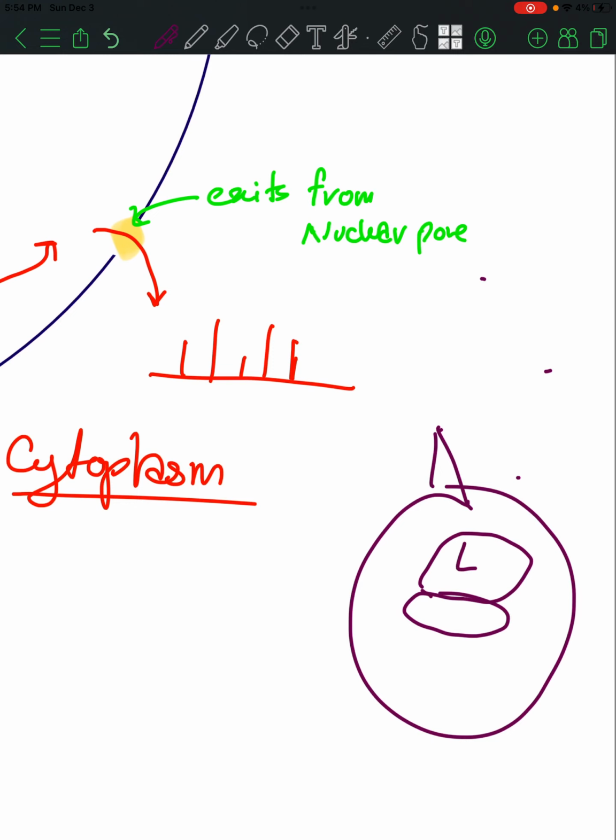With a larger subunit for L and a smaller subunit for S. Now, this is a setup of a ribosome. And it will find a free ribosome. A free ribosome is a ribosome that's not connected to any other organelle.